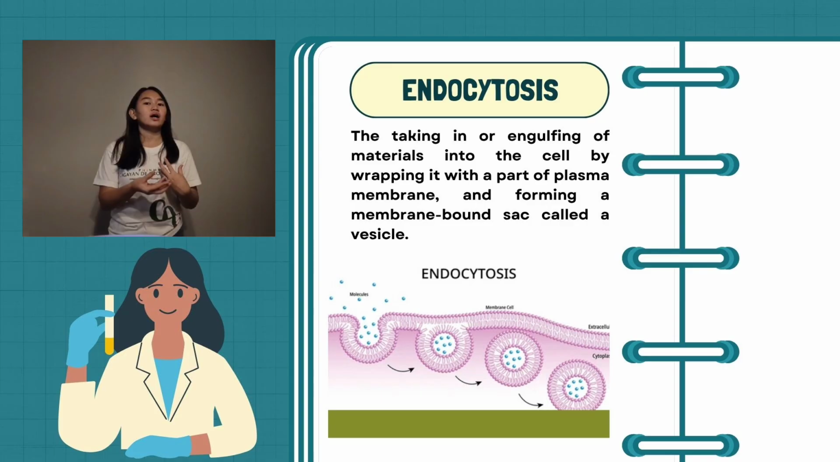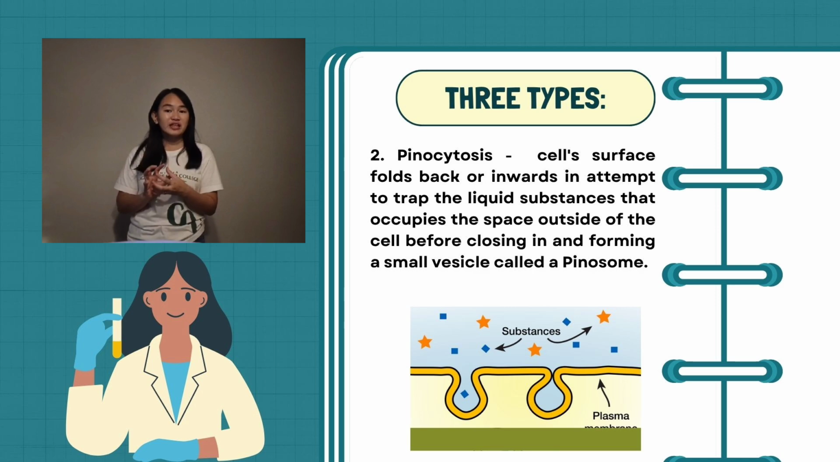Starting with endocytosis, it is the taking in or engulfing of materials into the cell by wrapping it with a part of the plasma membrane and forming a membrane-bound sac called the vesicle. There are three types of endocytosis, namely phagocytosis, pinocytosis, and receptor-mediated endocytosis. Firstly, in phagocytosis, the cell surrounds a solid material and engulfs it, forming a vesicle, which the cell can then digest or destroy, such as food and bacteria. The vesicle that will be formed is called a phagosome.